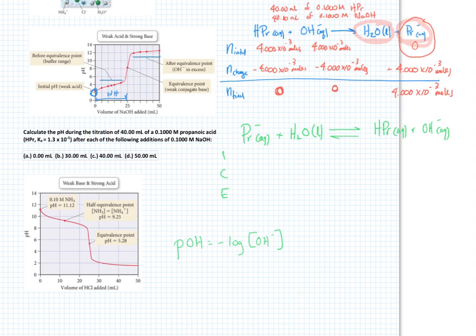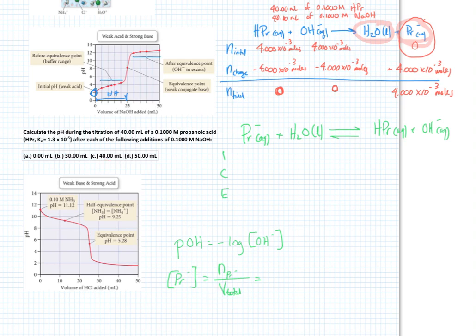So our next step is going to be to figure out what is this concentration of the conjugate base. And so that's going to be equal to the number of moles of the conjugate base divided by V total, I'm going to call it, which is the new volume in my solution. So think about this. You started with 40 milliliters of the propanoic acid, but you have now added 40 milliliters of base to it. So this V total is actually the sum of those two volumes.